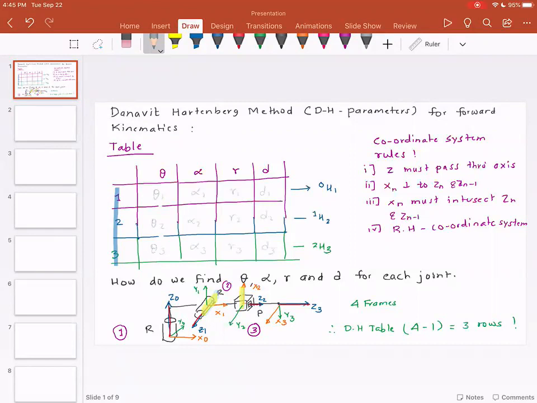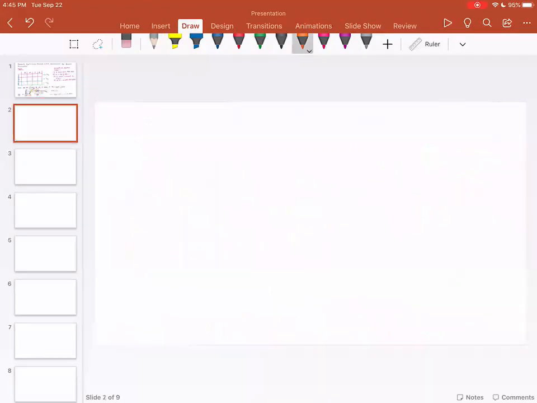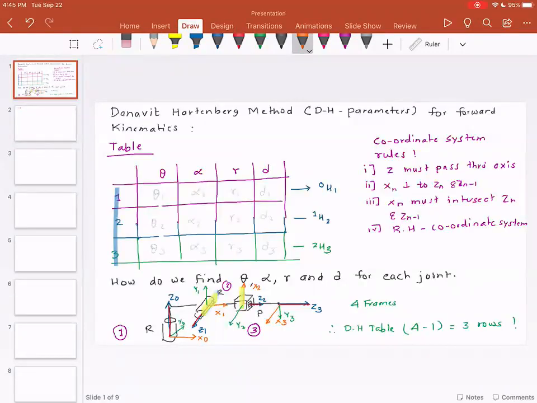Now, to do this, there are 4 rules. We'll start with the first rule: how do we find out theta? Theta and alpha correspond to orientation. These two parameters are for orientation, and these two parameters are for displacement.